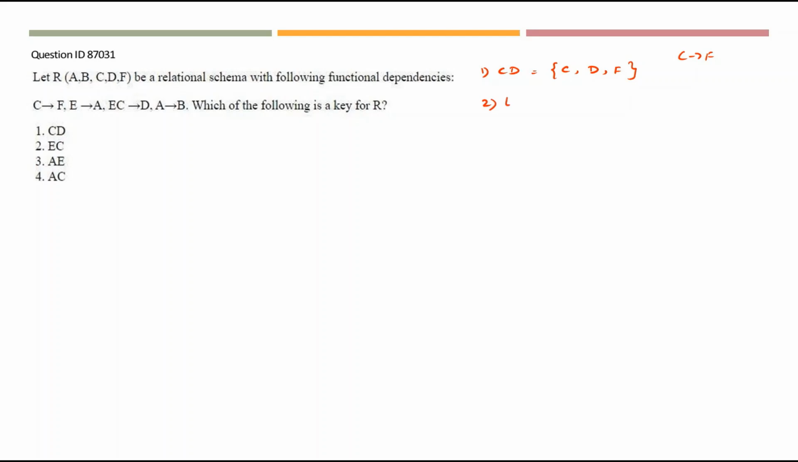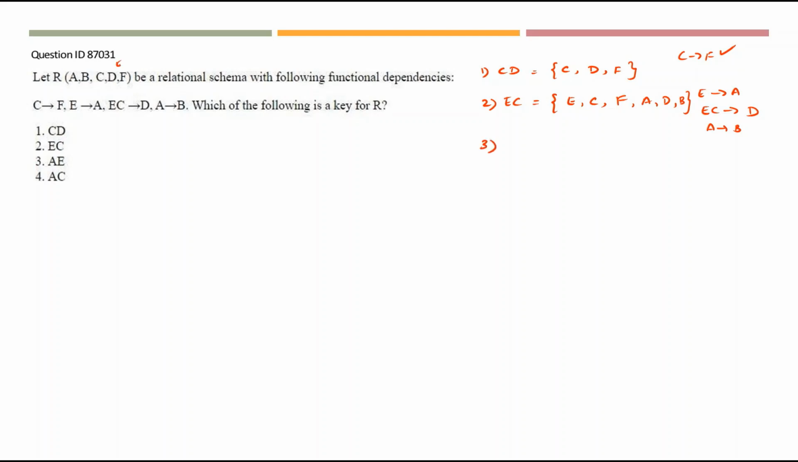Let's take the second option, EC. Basically, we can find E, then C. From C, I can find F. From E, I can find A. So E determines A. With EC together, I can find D. So D is also added here. And then A determines B. Using this, I can find even B. So all the 6 attributes are covered.